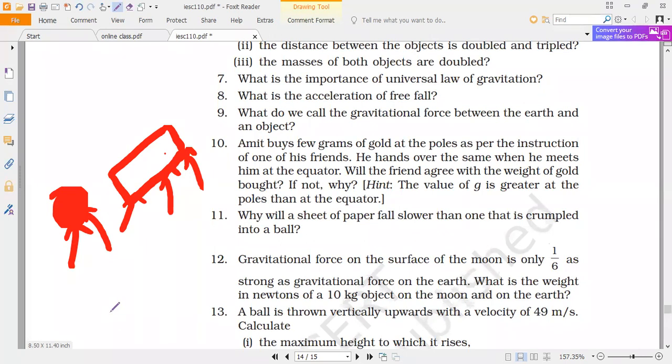The sheet of paper is floating because of more air resistance. So it will take more time to come down. And the crumpled paper has less air resistance, so it will come down. You drop one sheet of paper and one crushed paper, and see which will come down. Just verify and tell me. Take paper from your notebook and do it.